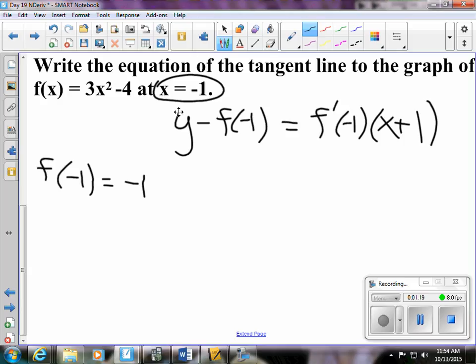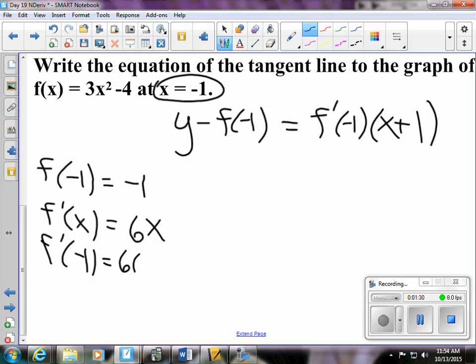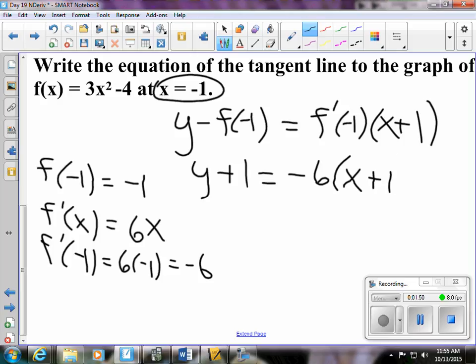Now, we have to get the slope of the tangent, so we're going to have to get the derivative. What is the derivative? Good. And we're going to plug -1 there, and we get -6. So now we just got to put all this together. We have the equation of our tangent. So it's y plus 1, because minus -1, y plus 1 equals -6 times the quantity x plus 1.